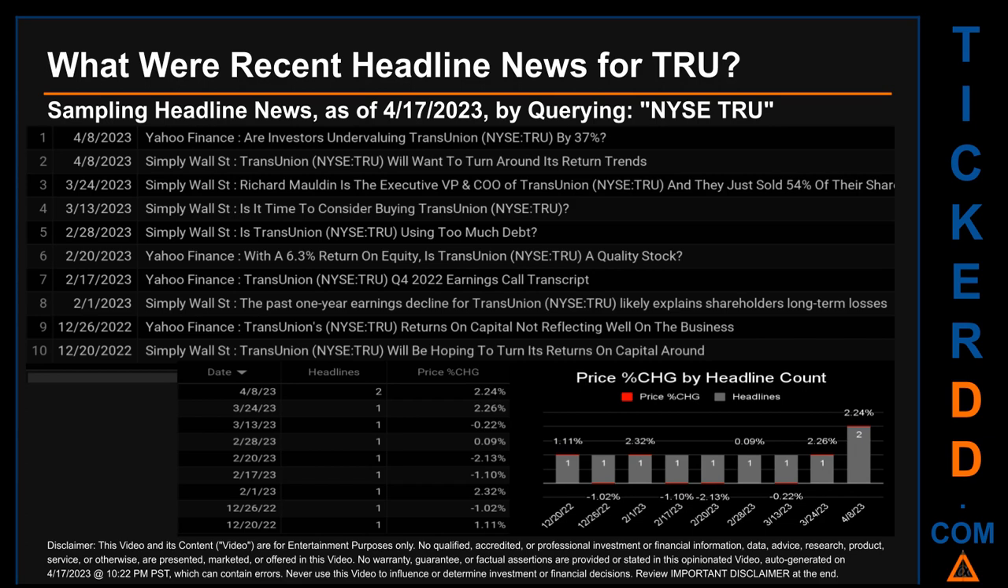Monday, February 20, 2023 was the day with the highest percentage change in price when we compare opening versus closing price for the ticker. The day saw a drop of -2.13% when TRU opened trading at 67.75 and closed at $66.31. There was one found headline when Yahoo Finance published the headline that read, "With a 6.3% return on equity, is TransUnion a quality stock?"